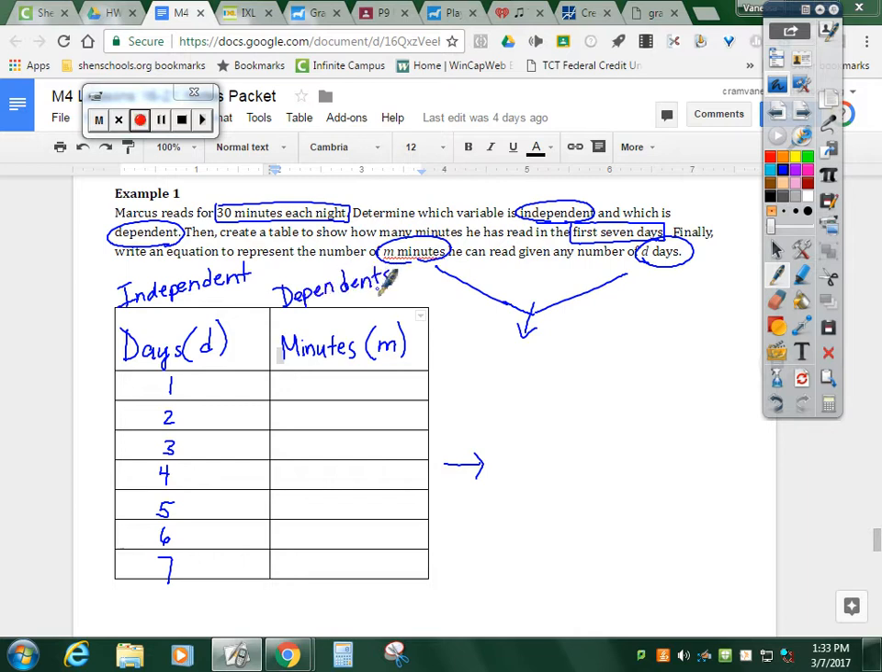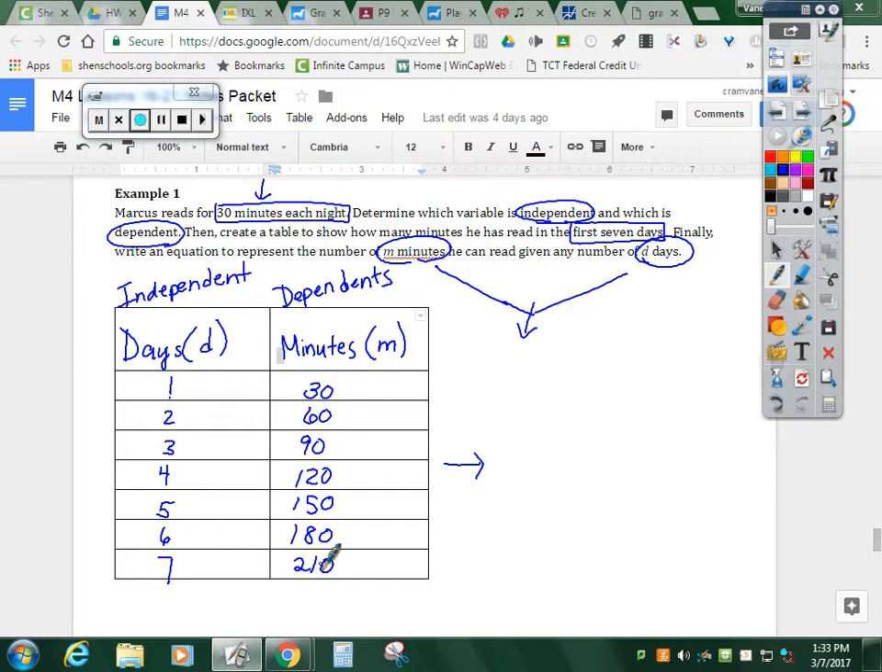Okay, so if he reads 30 minutes each night, 1 times 30 is 30. 2 times 30, 60. 3 times 30, 90. 4 times 30, 120. 150, 180, 210. This really is no different from the ratio tables and equation writing we did in Module 1, okay?